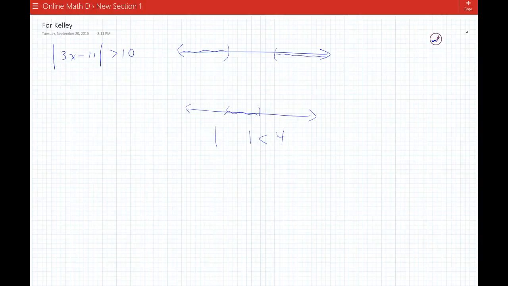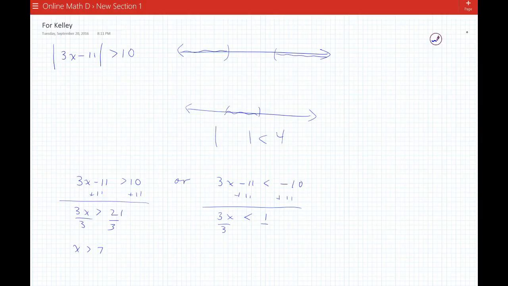So when you have the absolute value of 3x minus 11 greater than 10, it either means that 3x minus 11 is greater than 10, or 3x minus 11 is smaller than negative 10. Those are the two inequalities that are the same thing as the absolute value inequality. So then you add 11 to both sides and get 3x is bigger than 21. Divide both sides by 3 and you get x is bigger than 7. Add 11 to both sides here and you get 3x is smaller than 1. Divide by 3 and you get x is smaller than 1/3.